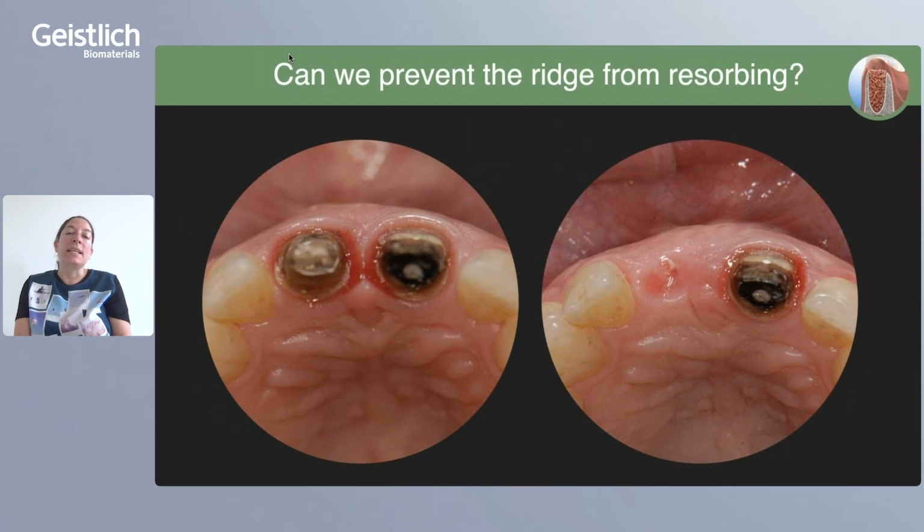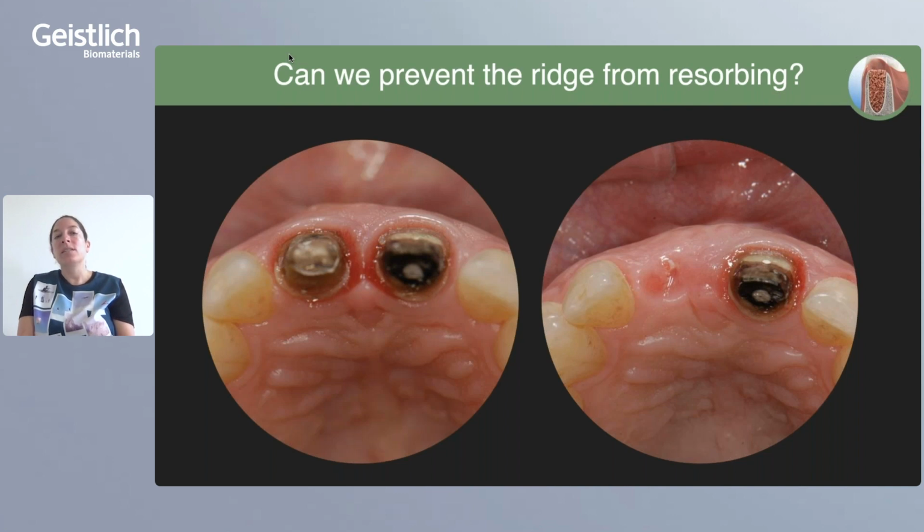So with these clinical pictures of a case that I have treated, I would like to ask some questions, and we will come back to this case during the presentation. Can we prevent the ridge from resorbing? We have just seen that we have to expect a lot of resorption when we go for spontaneous healing, but maybe there are some techniques that we can use in order to prevent the ridge from resorbing and have a better outcome when starting the final treatment.